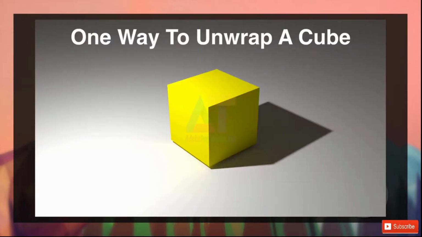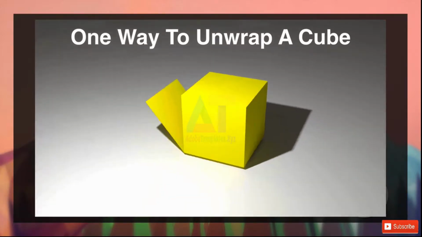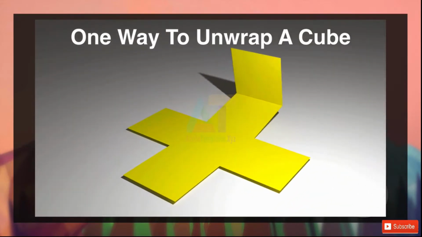So let's have a look at a basic cube. Now there are lots of ways you can unwrap this, i.e. if you were to tear it apart, how could you do so? Now of course the rule is very simple. When you are tearing it apart, it has to be along an edge or a seam. Okay, so let's have a look at a standard way of unwrapping a cube. As you can see, the cube itself becomes something like this.